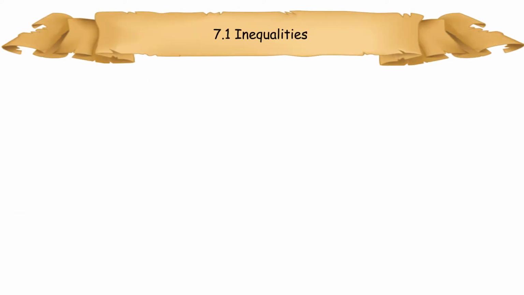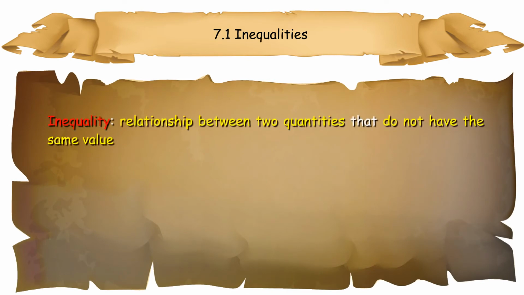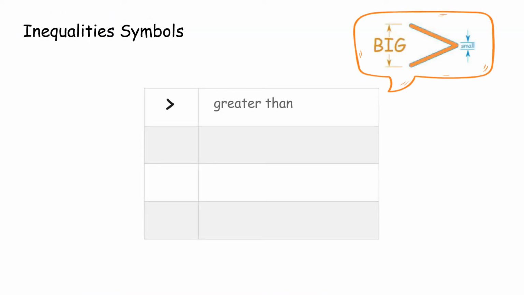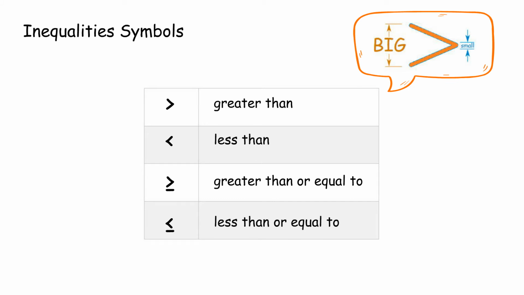7.1 Inequalities. The relationship between two quantities that do not have the same value is known as an inequality. Inequality tells us about the relative size of values. Inequality symbols: greater than, less than, greater than or equal to, less than or equal to.